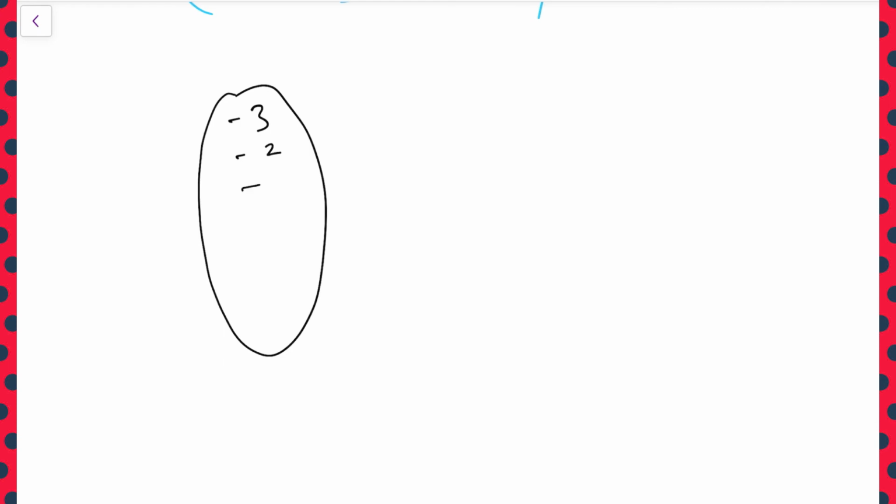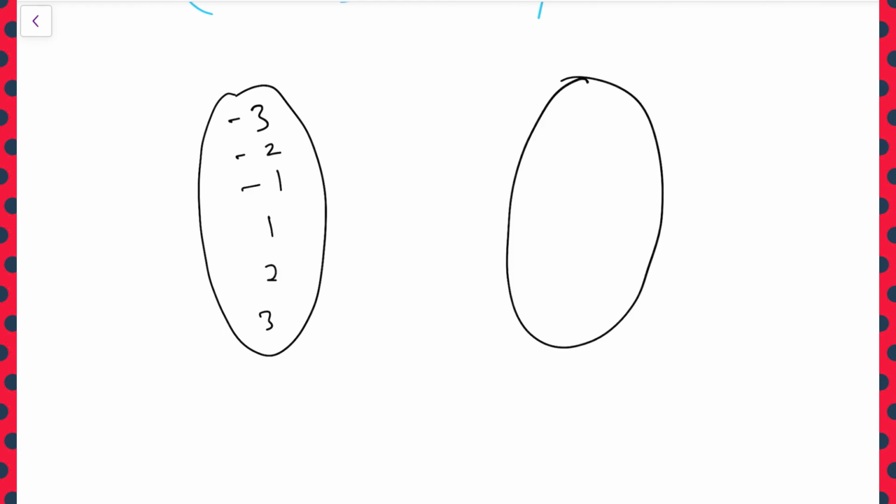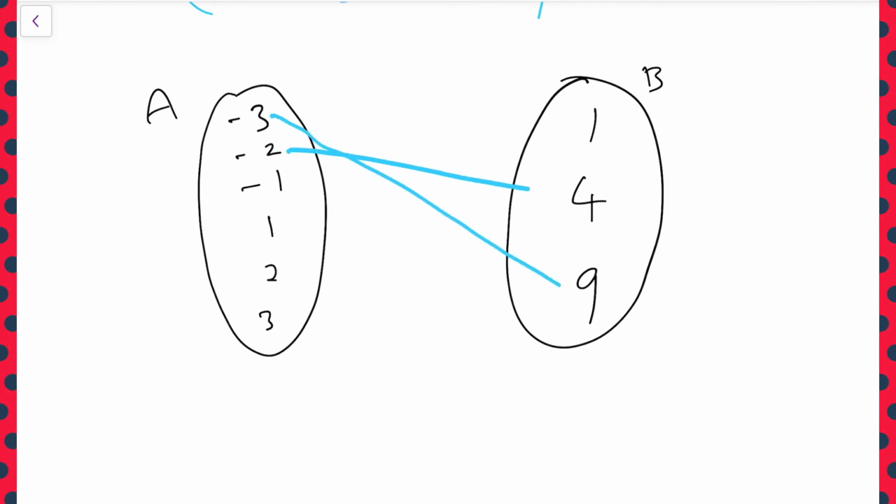-3, -2, -1, +1, +2, +3. And in the set B, they gave 1, 4, 9. This is set A and set B. When I substituted -3, I got 9. When I substituted -2, 4; -1, 1; +1 only, 1; +2, 4; and +3, 9.